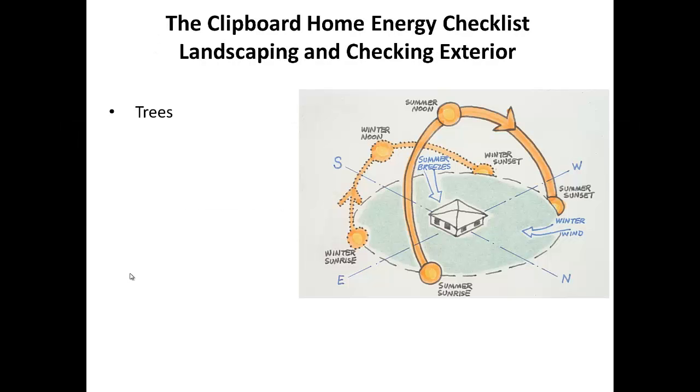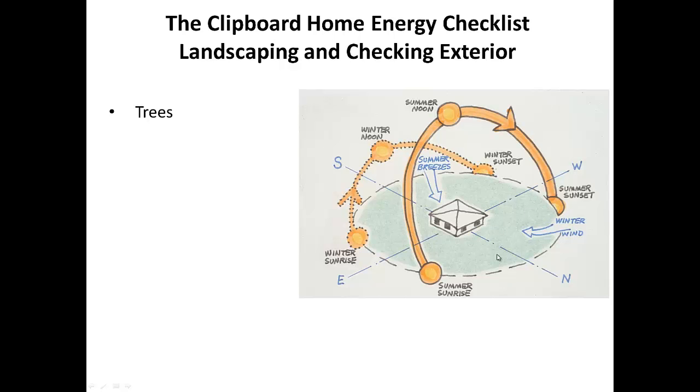We've talked about trees for landscaping already, but this is in the landscaping area. So I wanted to reiterate that when you're planting trees, the absolute best place to plant a tree is on the west side of your house. The next best place is on the east side of your house to keep the summer sun out. And then on the north side of your house, because most of the winter, at least in our area of the country, winter winds come from the north and northwest.